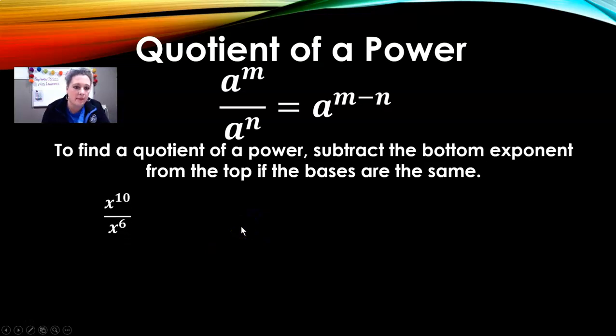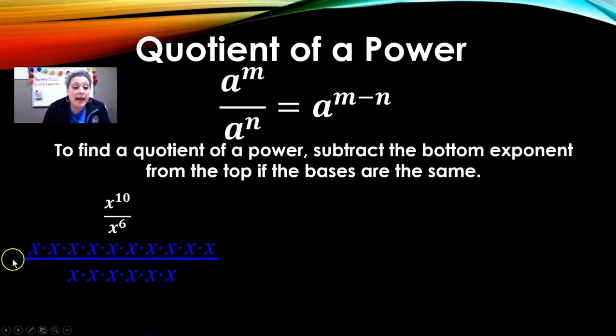So what that looks like is this. If I have x to the 10th power divided by x to the 6th power, broken out, it looks like this. I have all of these x's on top and I have all of these x's on the bottom. I have 10 on top, 6 on the bottom.